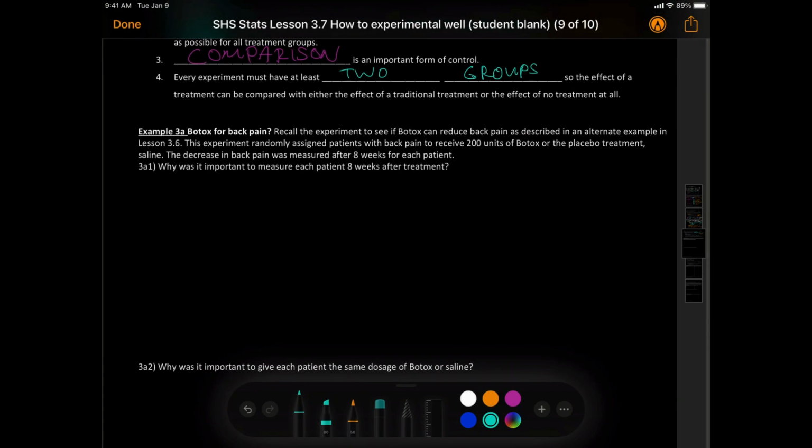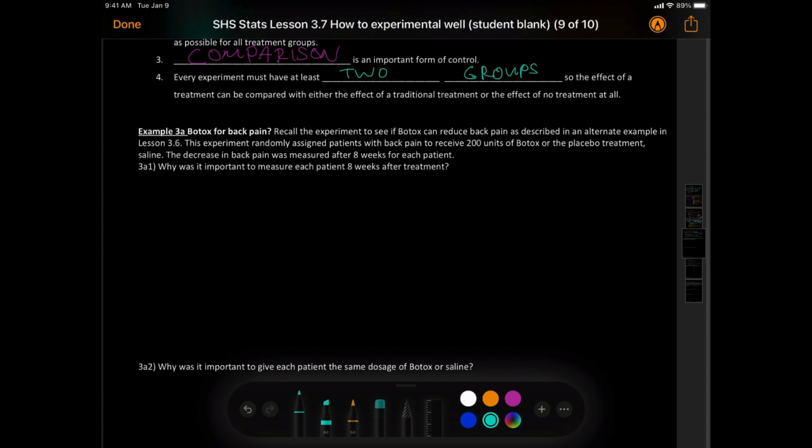Botox for back pain. Remember, Botox is usually a chemical used for cosmetic surgeries, like to make your face look nicer. The celebrities, you can look on the internet, it messes them up sometimes if it goes bad. But anyways, could that cosmetic chemical help with back pain?